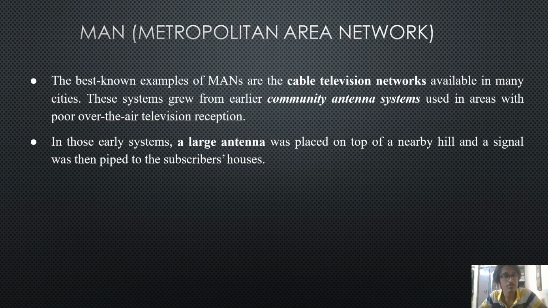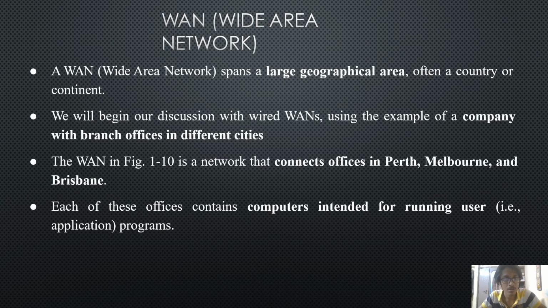Now we have to go to the metropolitan area network. The best example of MANs are the cable television networks available in many cities. These systems grew from earlier community antenna systems used in areas with poor over-the-air television reception. In those early systems, a large antenna was placed on top of a nearby hill, and a signal was then piped to the subscribers' houses. Wide area network spans a large geographical area, such as a country or a continent.